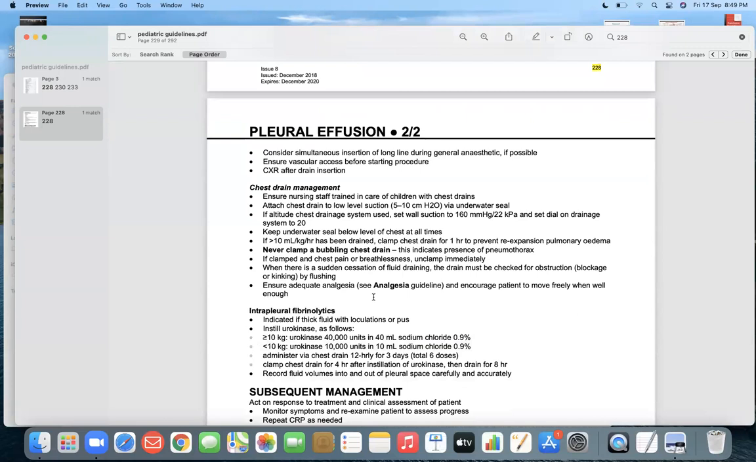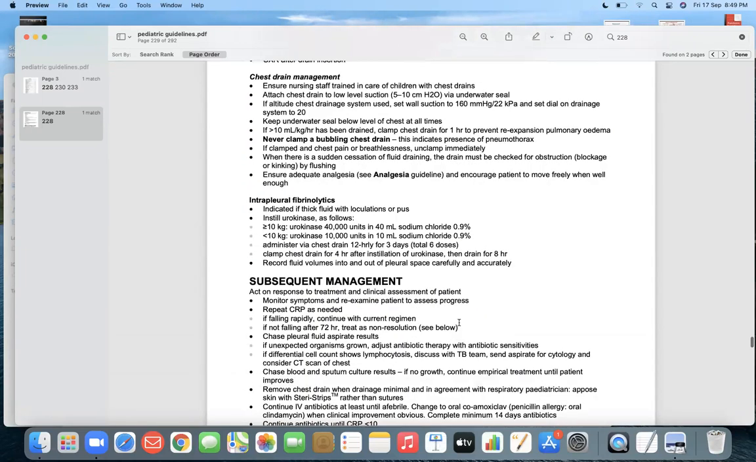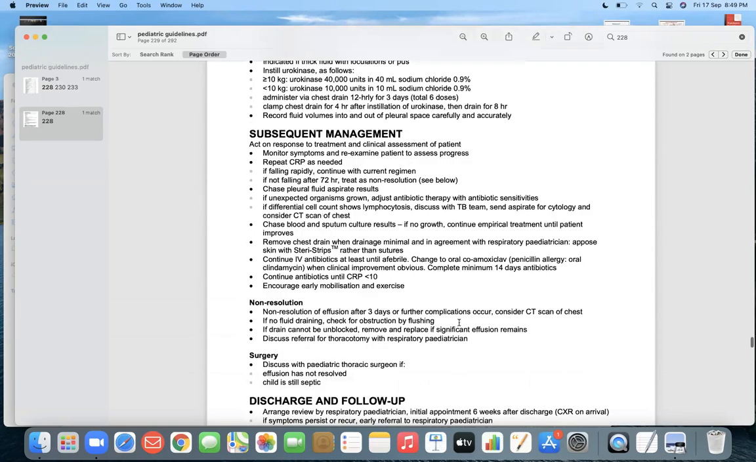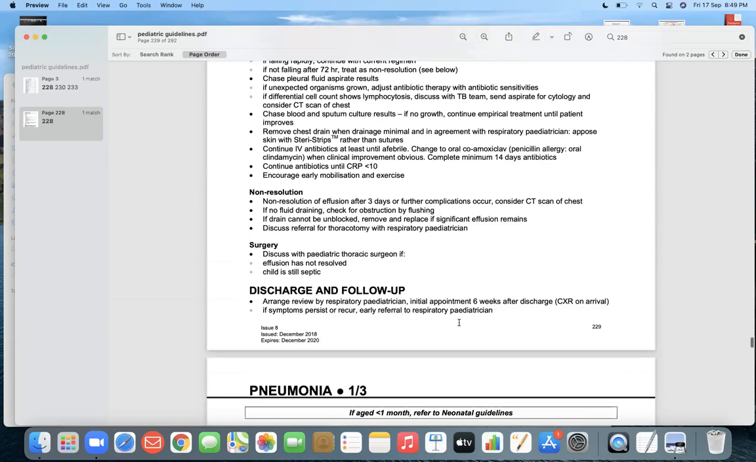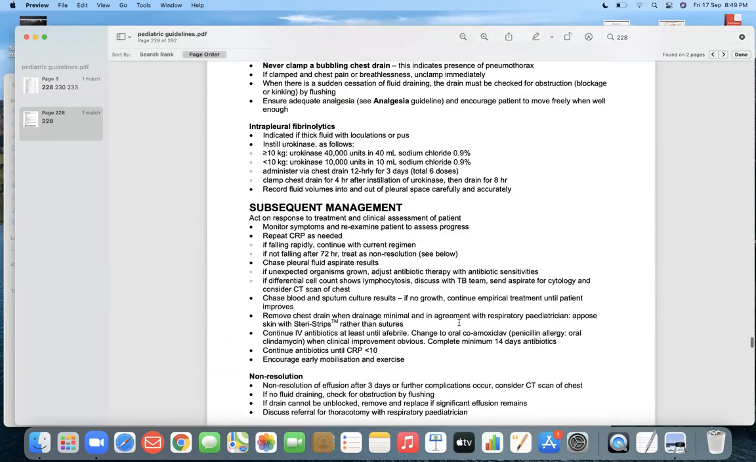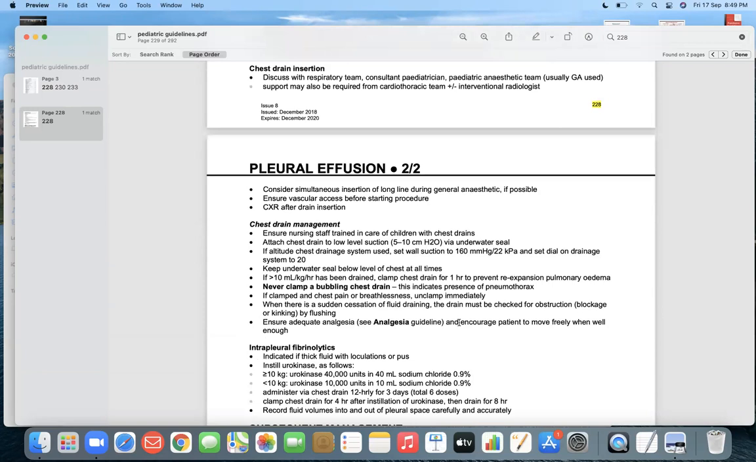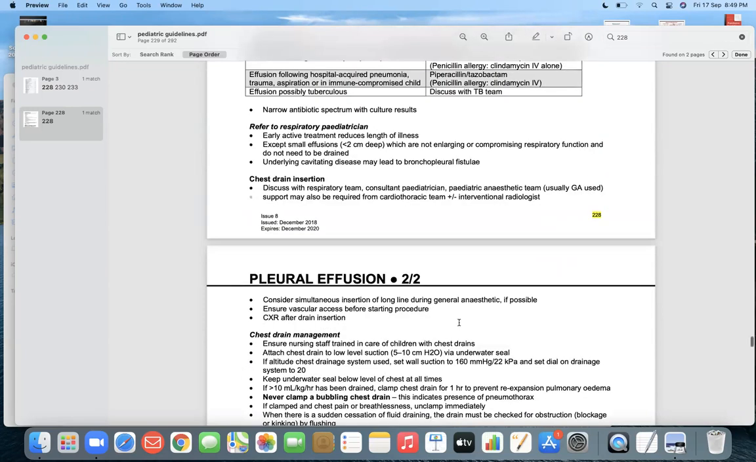So they are asking about chest drain management or something. Any idea? So I think that is enough. The rest of the things you can read. This is just 2 pages, not much. So Dr. Musna, do you have anything to tell, or are you finished?